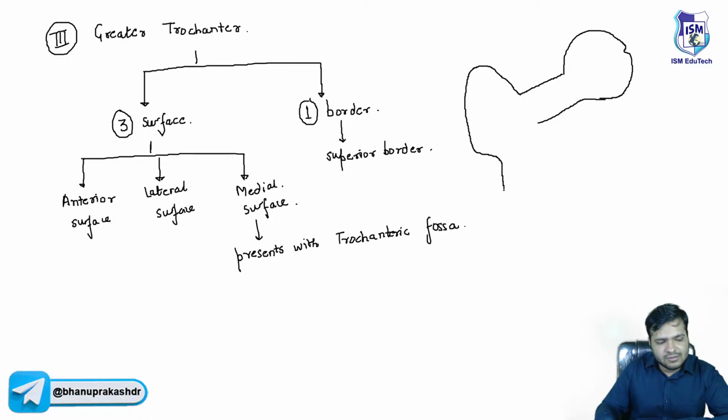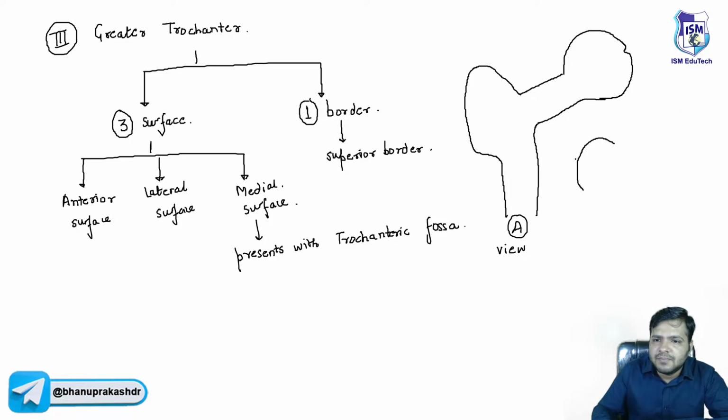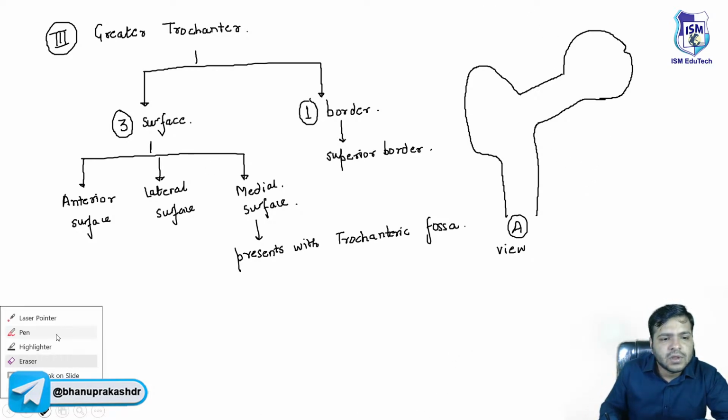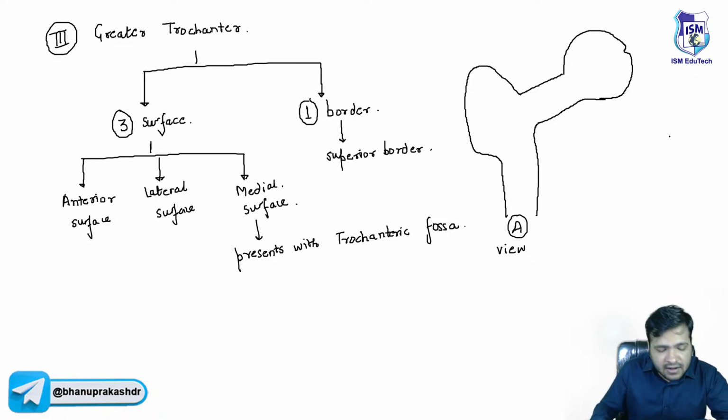So this is the greater trochanter and this is the anterior view, beta. Remember, this is the anterior view. Now if I focus on the posterior view, it is somewhat like this. I'm not drawing the pit every time, but okay, I'll draw it for you. Try to draw each and every diagram with me, beta.